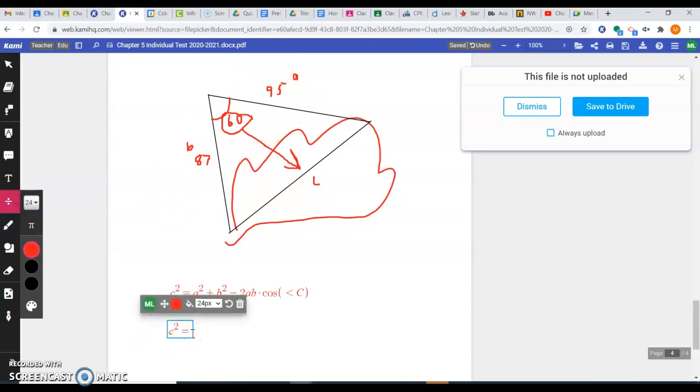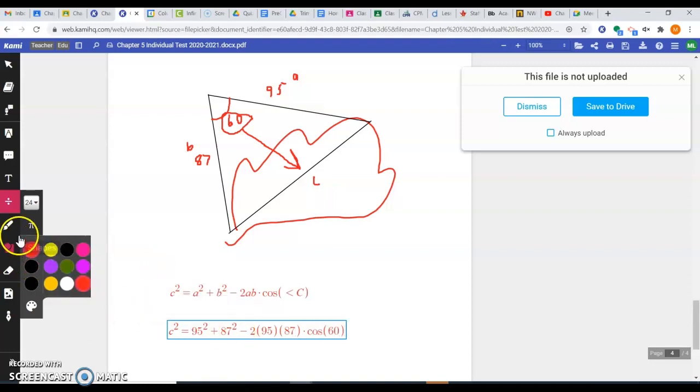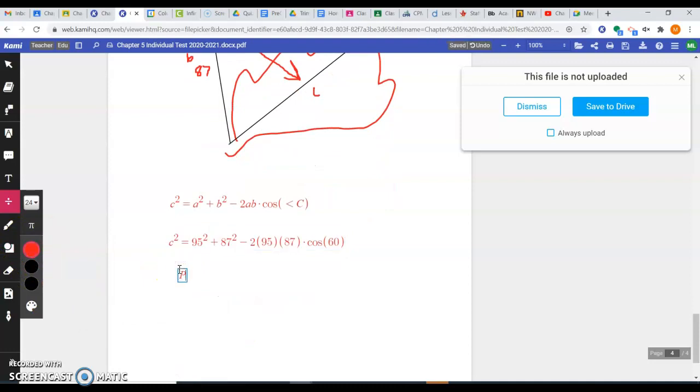So plugging in, I would have 95 squared plus 87 squared minus 2 times your A, which is 95, times your B, which is 87, times your angle, the cosine of your angle C, which is 60. Now from here, make sure you follow your order of operations to see if you can come up with the right answer. Your order of operations is PEMDAS. You start with parentheses. There is no parentheses here, so you're going to do exponents, then your multiplication, and then finally at the end addition and subtraction, and you should come up with your right answer.